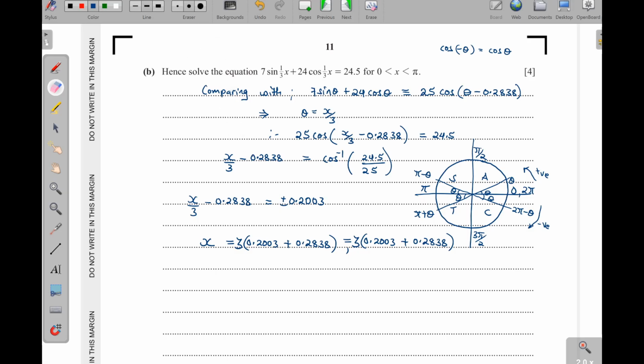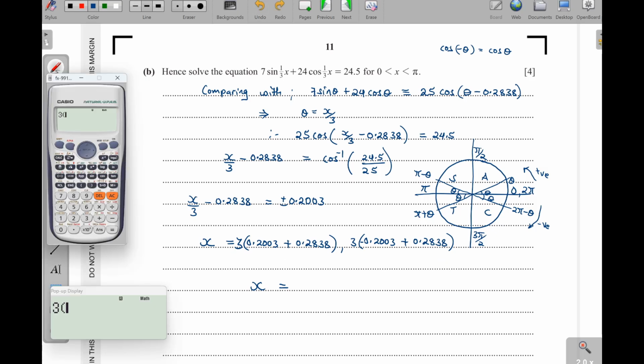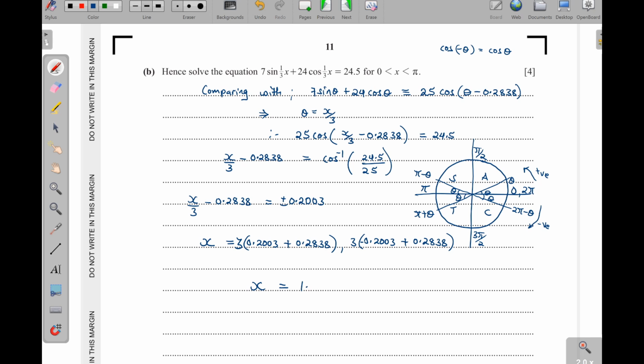And this one has to be a negative, not so? So we shall have 3 times the negative of this one. So what do we get here and then here? 3 into 0.2003 plus 0.2838. Then I close the brackets. That will be 1.4523. So to 3 significant figures, I'll write 1.45.